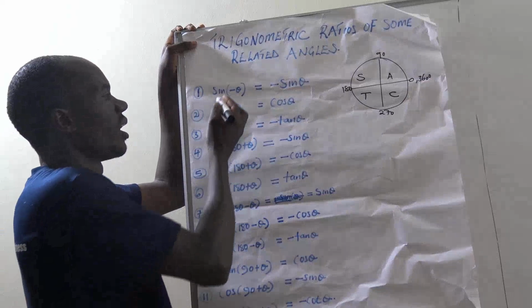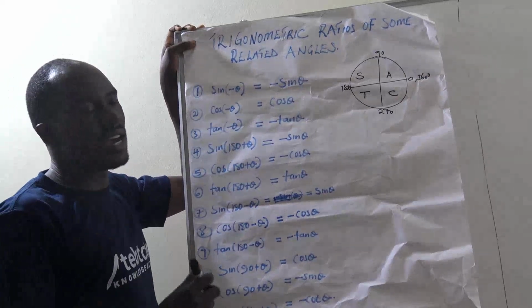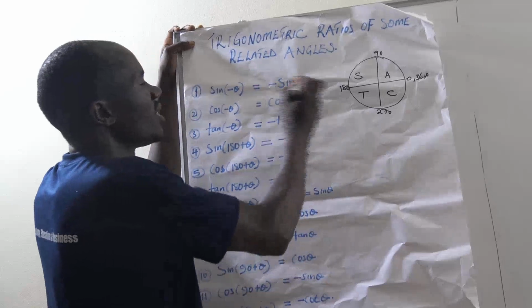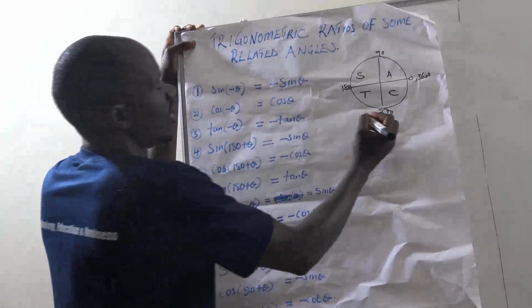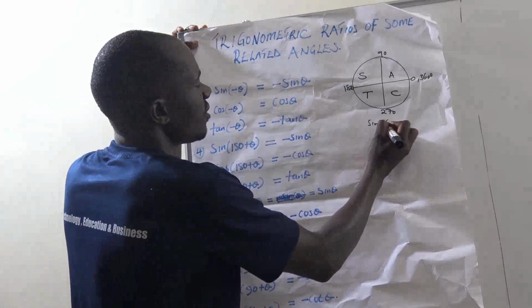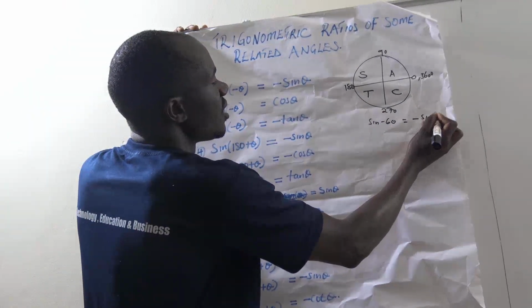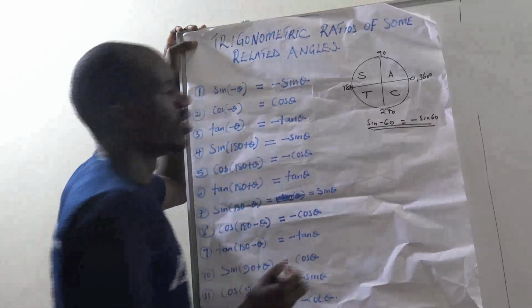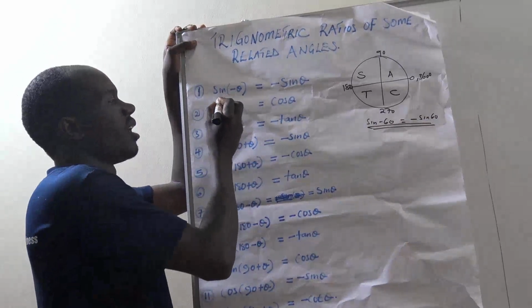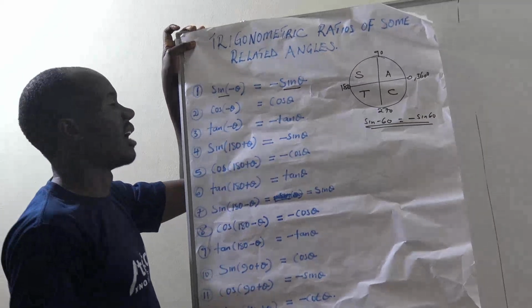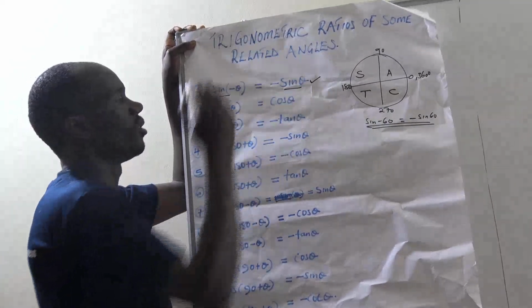We are now looking at the sine of a negative angle. The sine of a negative angle is the same as negative sine theta. For instance, sine of negative 60 is the same as negative sine 60. So I want you to have that in mind: the sine of a negative angle is the same as negative sine of a positive angle.